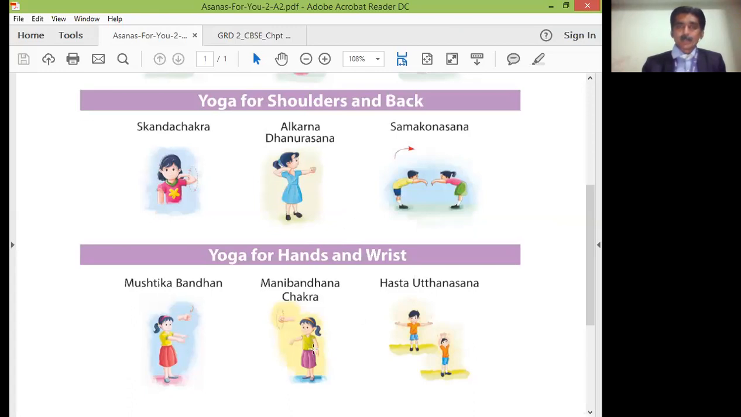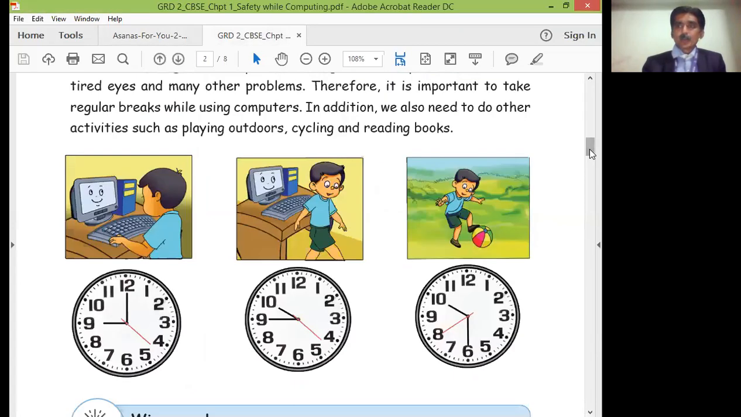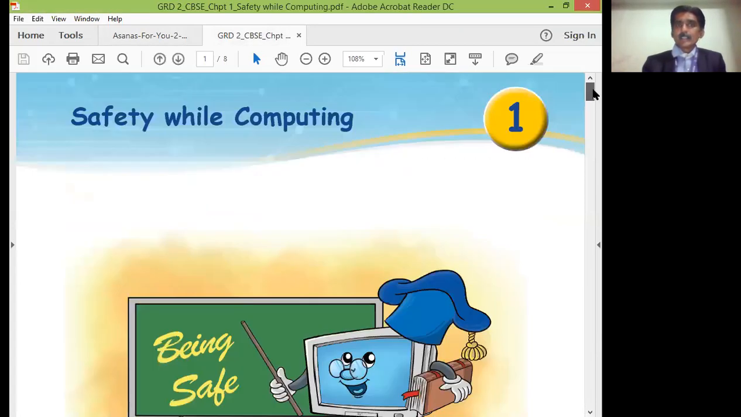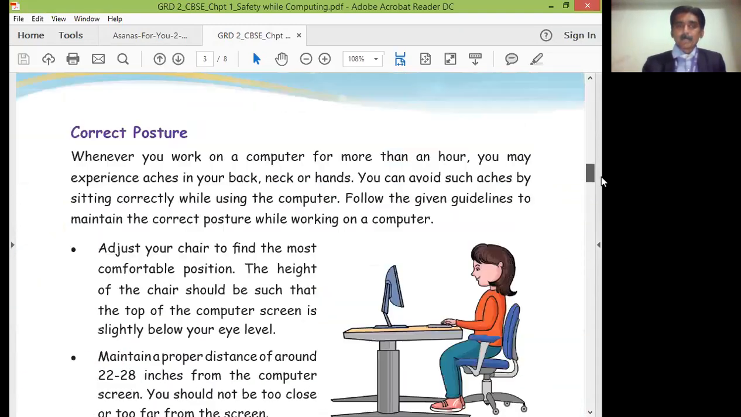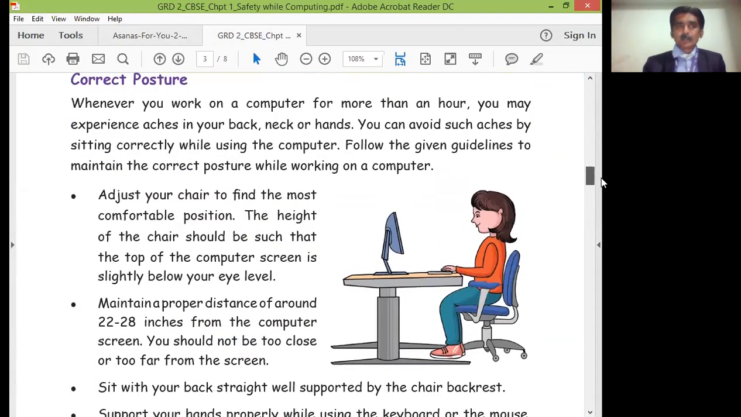So I'm going to explain this to you today, and this is our chapter number 1. We have started our chapter number 1, and as you know, the name of our lesson is Safety While Computing. This is your chapter number 1. So look at this picture.